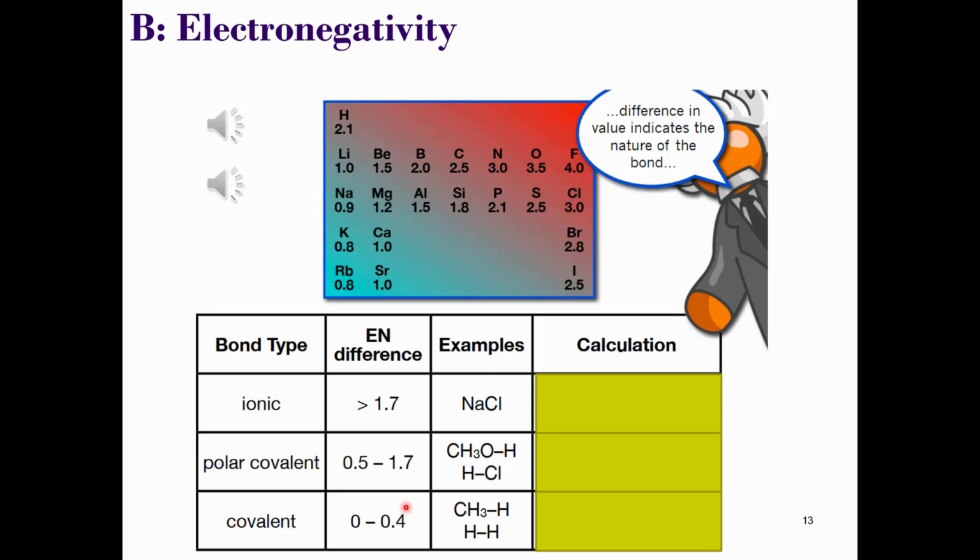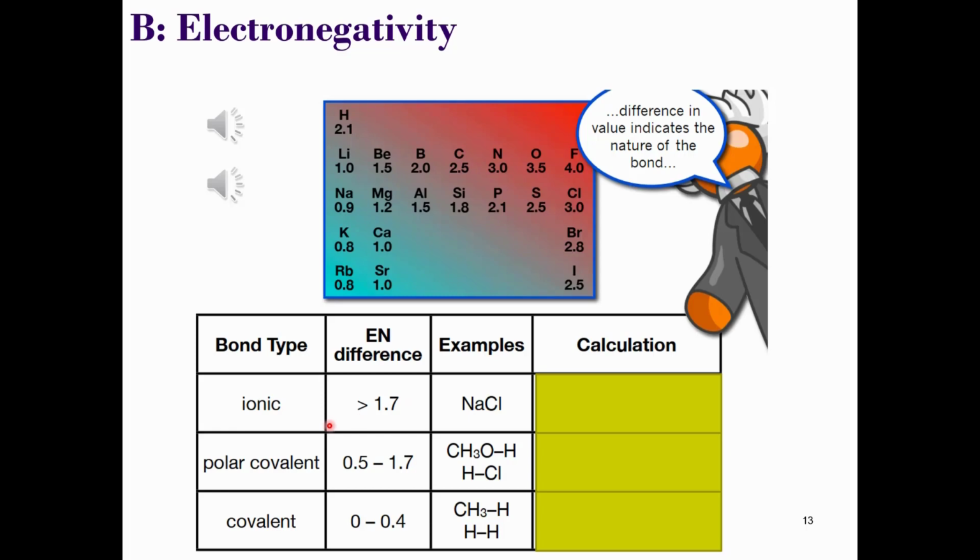On this slide, we're going to use Pauling's scale of electronegativity to calculate the electronegativity differences between two atoms in a bond. Now, in the first row of the table, bonds that are considered as ionic typically have electronegativity differences that are greater than 1.7. And another thing to consider is that these are atoms that are a non-metal bonded to a metal.